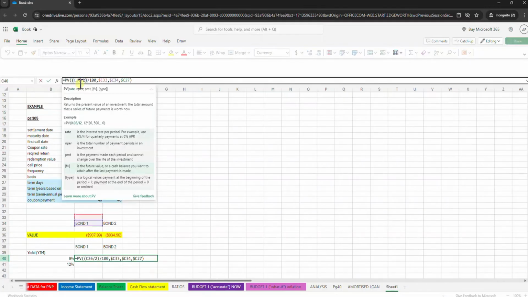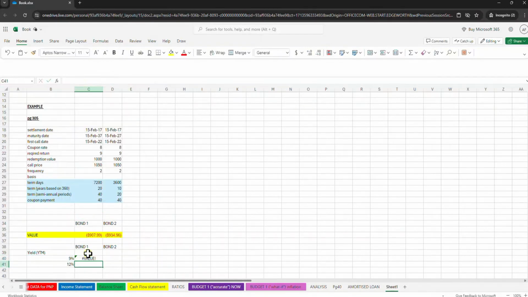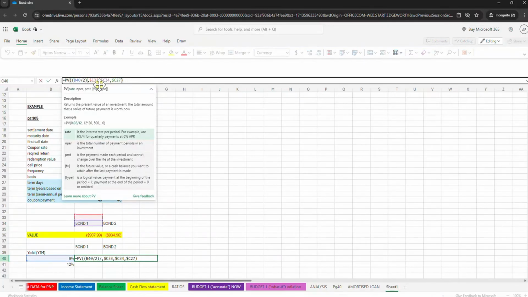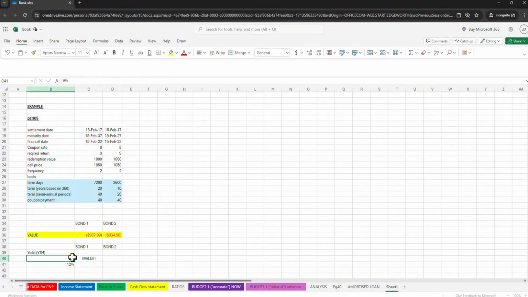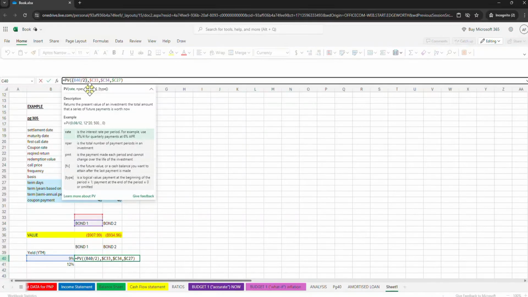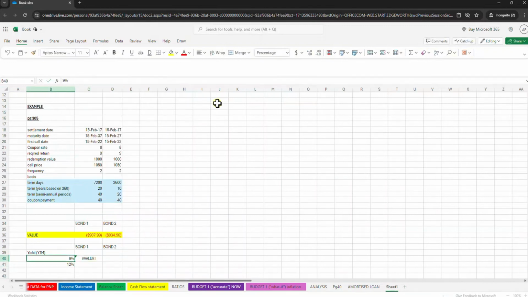Okay, C22. Actually, it'll be B40. Okay, B40 is a percentage, so I can get rid of this divide by 100. Okay, is this a percentage? It isn't a percentage. So then maybe I need to remove the divide by 2. No, it needs to be in a decimal. Okay, so it must be in a decimal. So let's make this a decimal.